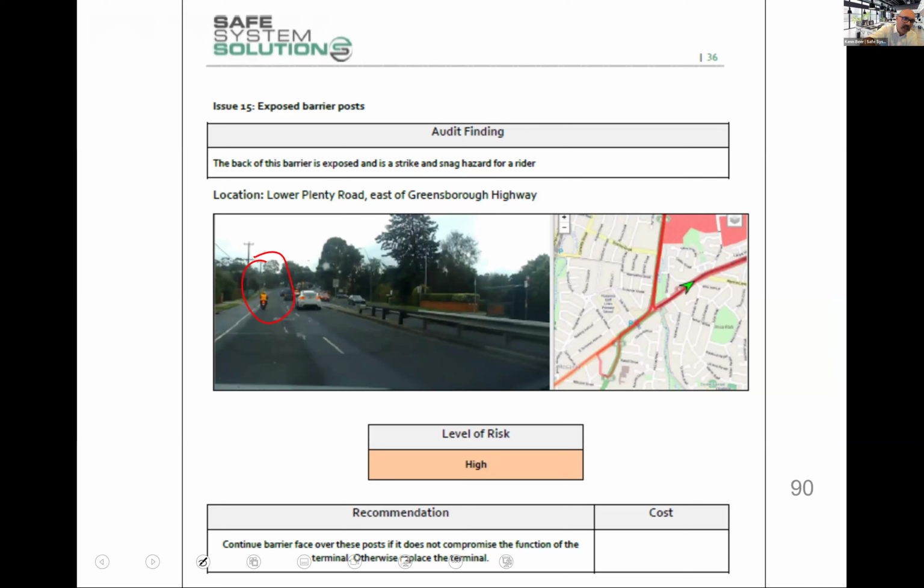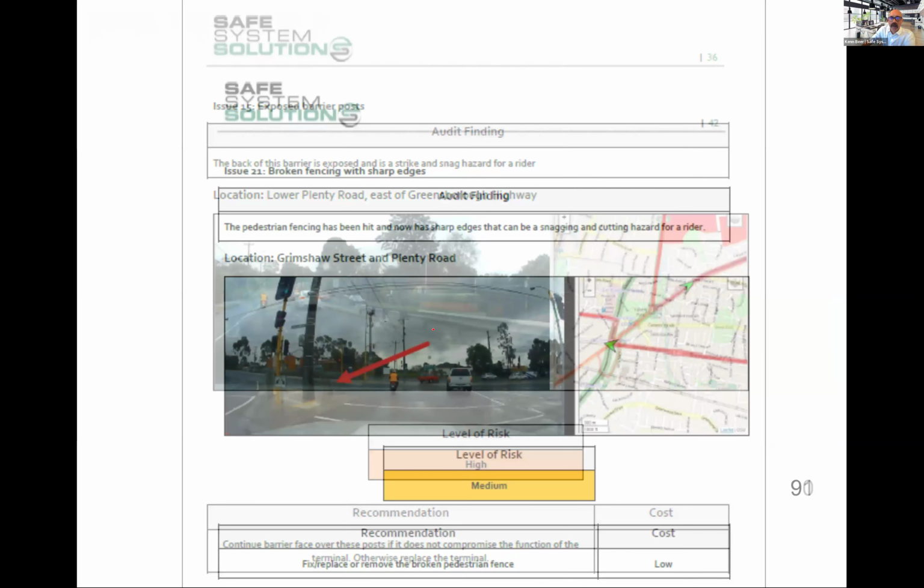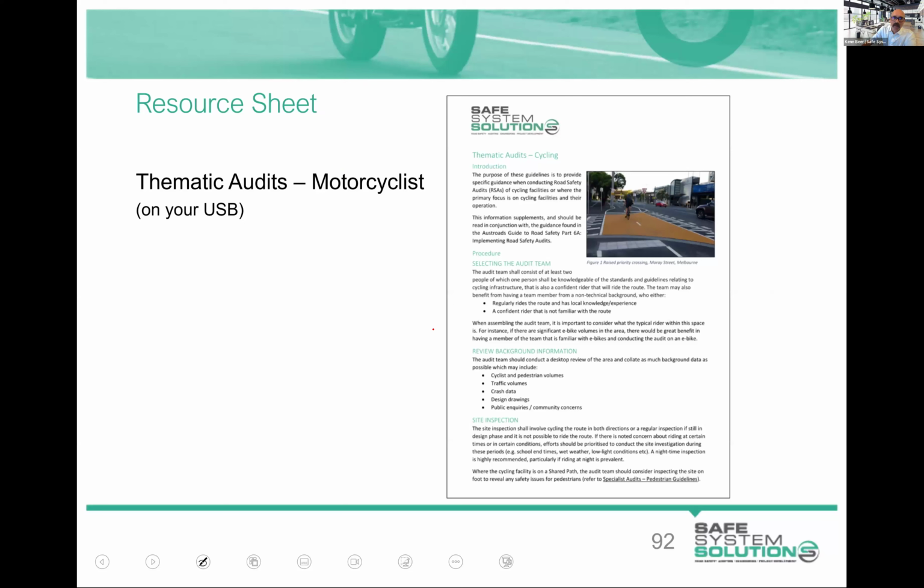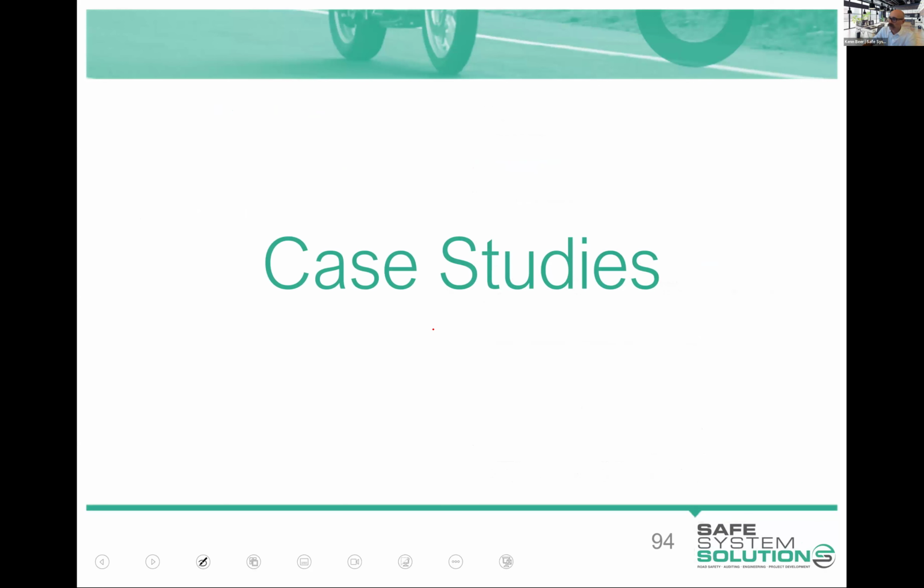This one finding is actually about the exposed back of posts. Imagine if a motorcyclist was coming along here and a car changed lanes in front of them and pushed them into the barrier system, that would be a very sharp snagging point for a rider. And we've got another thematic fact sheet for you if you want to jump into that at any point.